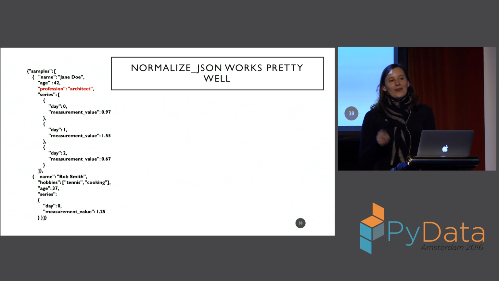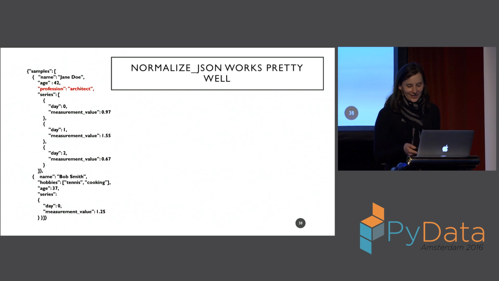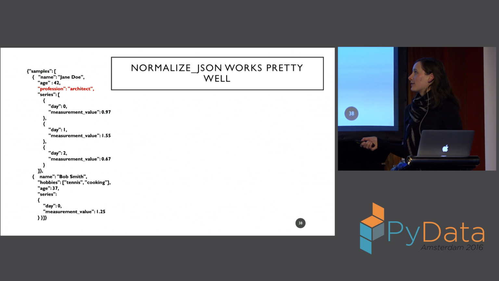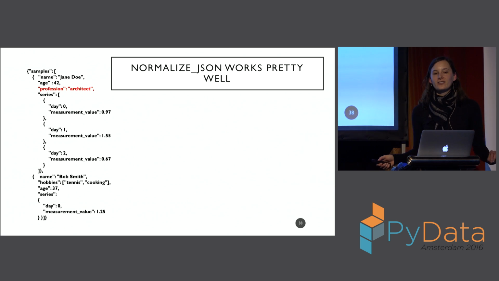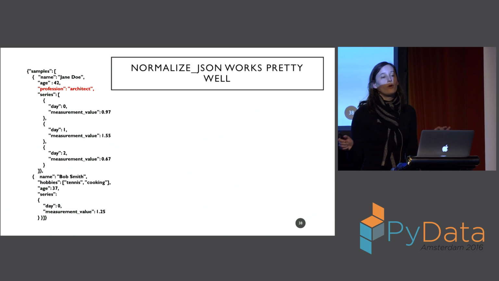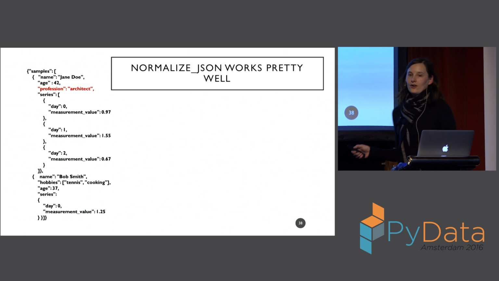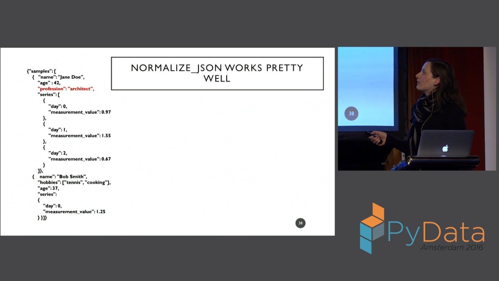I just want you to know, if you ever don't have a data engineer to parse stuff for you and you think you're looking at something that's way too complicated, I want to give you the good news that normalized JSON is actually amazing. It will take care of almost everything as long as you want everything there is, and as long as the format isn't too perverse. So if you look at this, for example, I've got a Jane Doe and a Bob Smith.